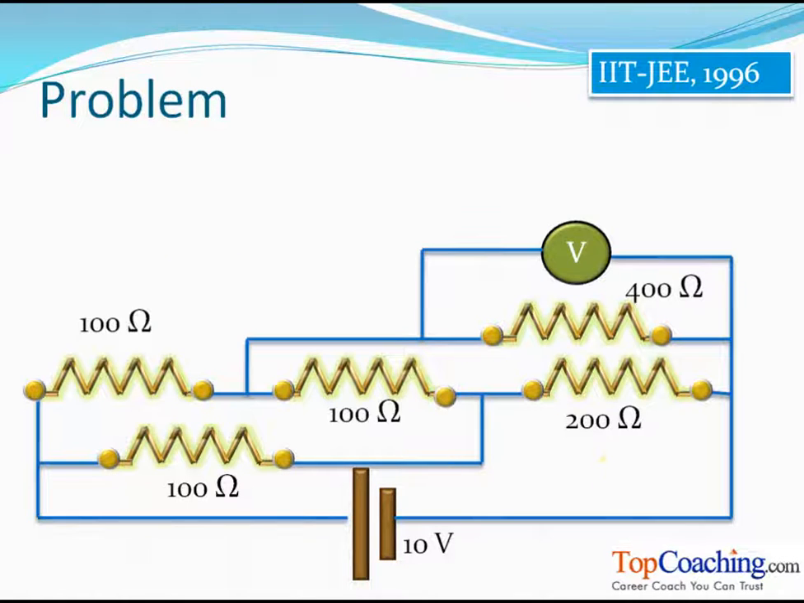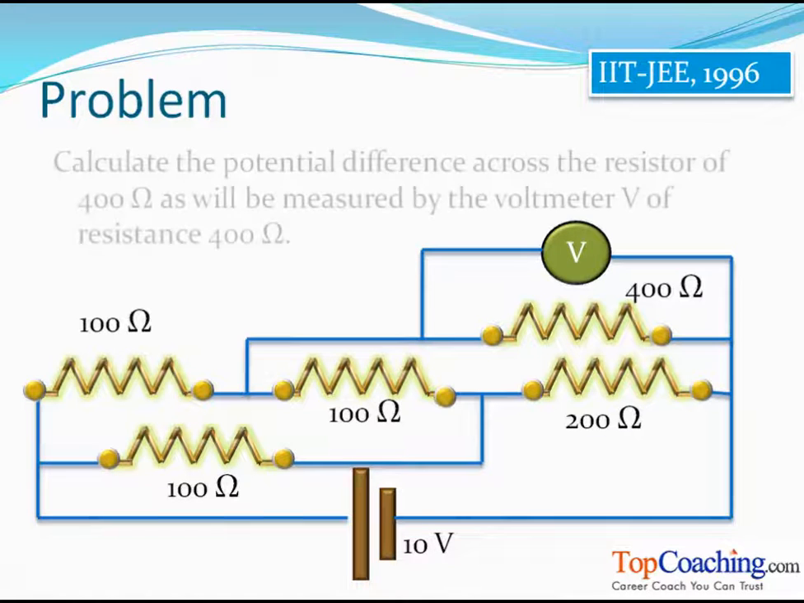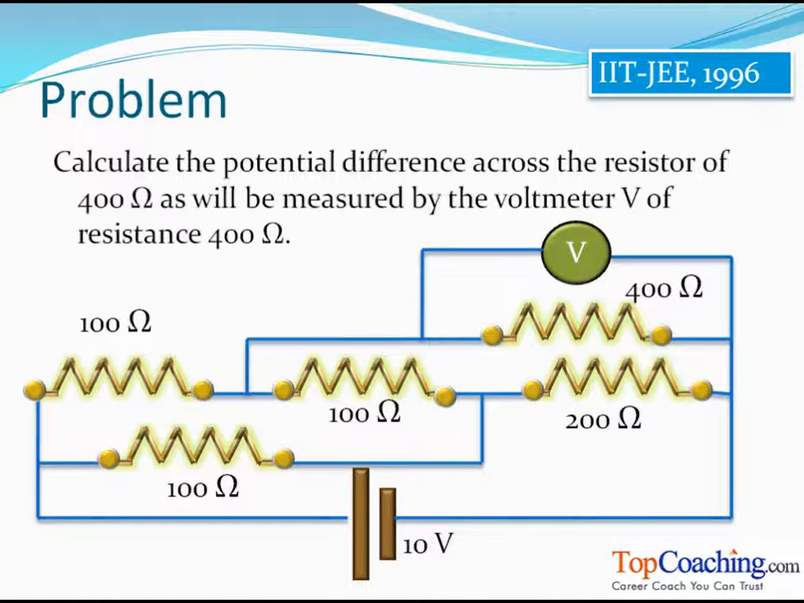This problem was asked in IIT JEE 1996. Calculate the potential difference across the resistor of 400 ohms as will be measured by the voltmeter V of resistance 400 ohms. So we are given this circuit that you see on your screen.